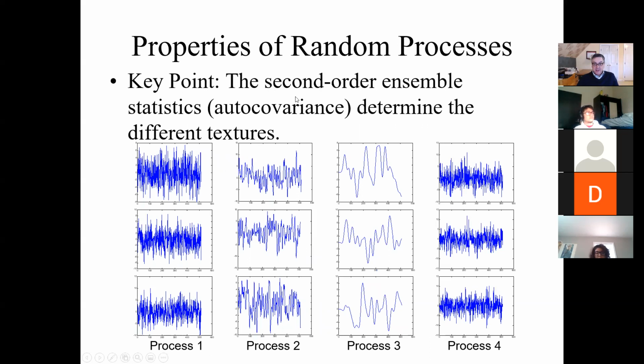And so the key point here is that the second order ensemble statistics expressed by autocovariance or autocorrelation determine the different textures or features that you see in these. Their temporal statistics were all the same, their probability density functions were all the same, but they have different autocovariance properties, which gives them the different textures or features, and is going to translate into how fast they can change, or what kind of frequency content they have.